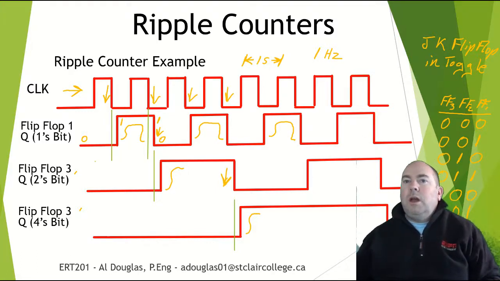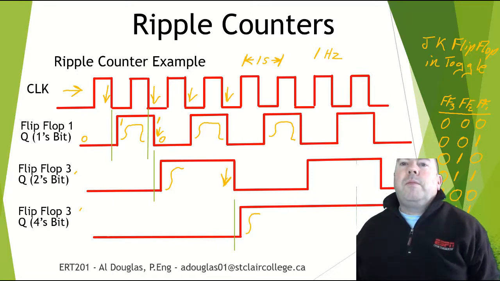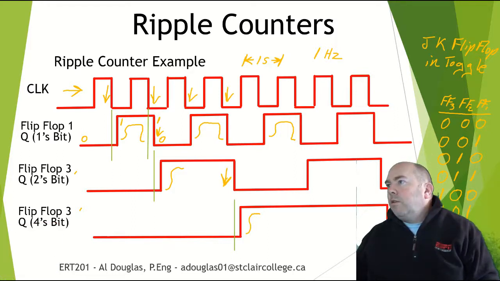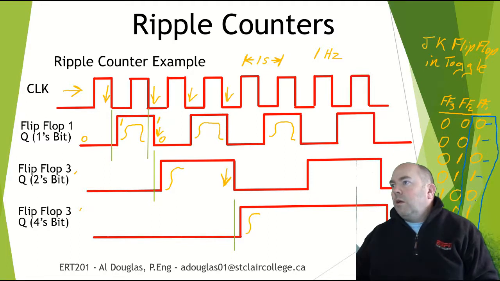So what you will see as this carries on here, we are basically getting this column here, our ones column, that transitions every clock pulse. That toggles every clock pulse. The next column over is transitioning every second clock pulse. The next column over is transitioning every fourth clock pulse.